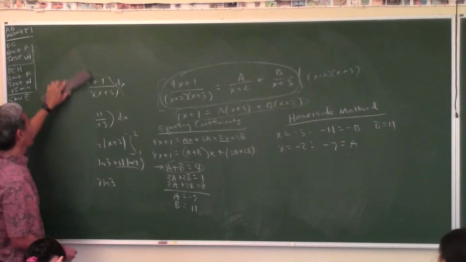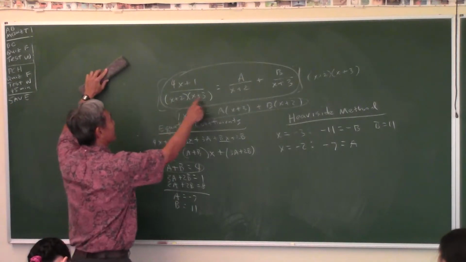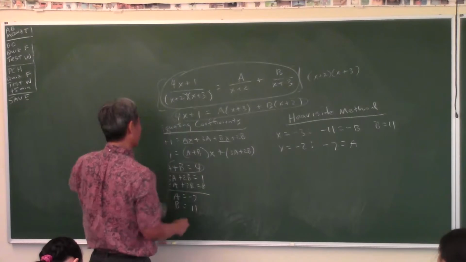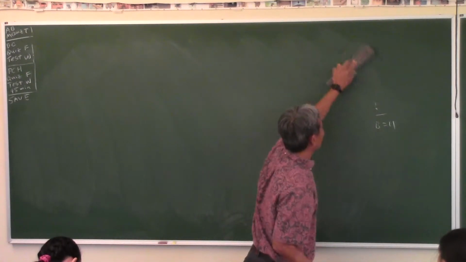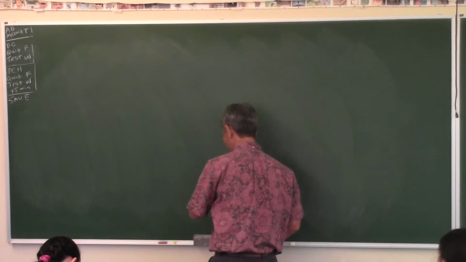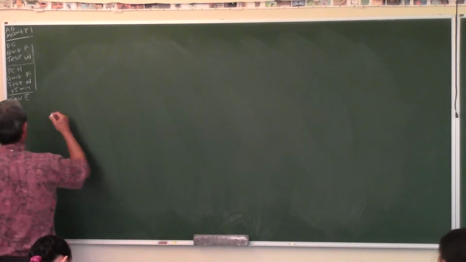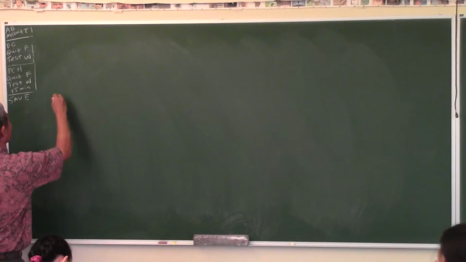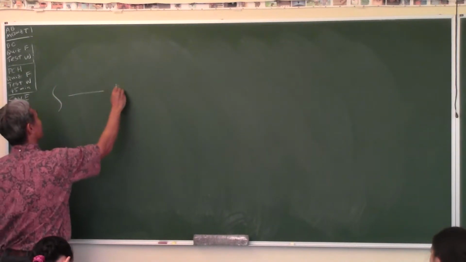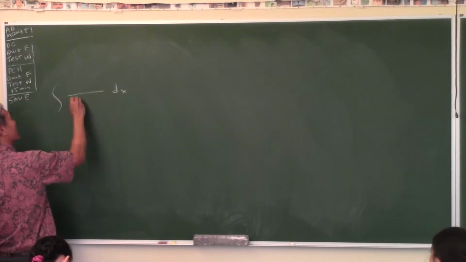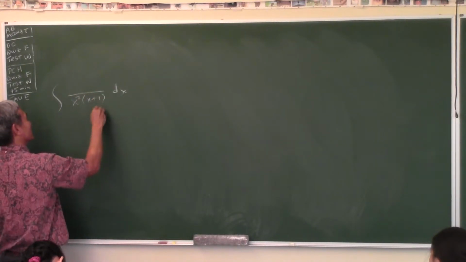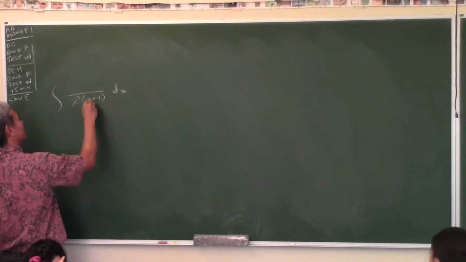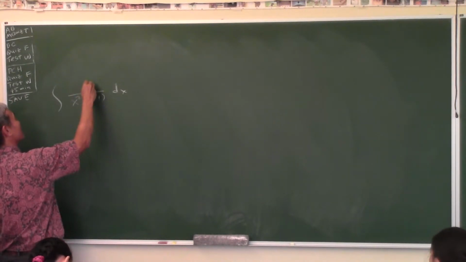Okay, so let's do one, like the one we had. Notice how they're both to the first power? That's the easiest kind you can get. What about when you have a repeated factor? Like this. Integral of something dx, okay, what shall we put on the bottom? x squared times x plus 1. And then what do you want on the top? Let's just put a single number there.